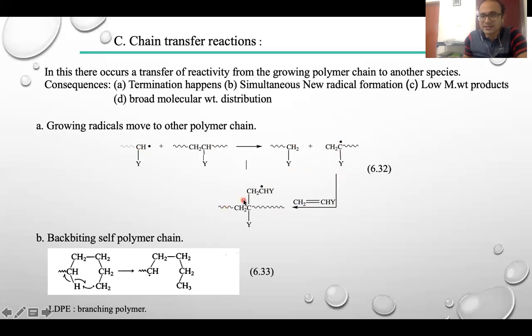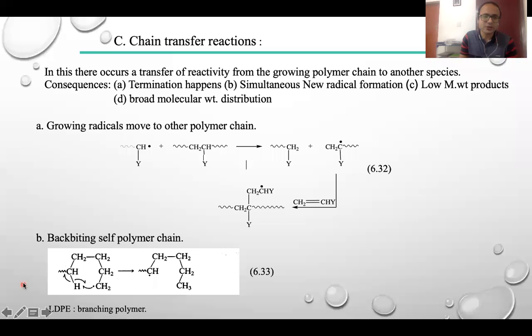So you see, this is a linear polymer chain. Once the radical is generated here, the monomers start combining in this upper fashion. So a branch is generated. Okay. So with chain transfer reaction, another effect apart from the low molecular weight is the branching. Branching can be generated as a result of chain transfer reaction.